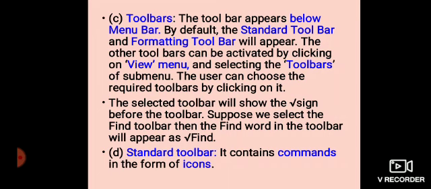The selected toolbar will show the tick sign before the toolbar. Suppose we select find toolbar. Suppose if you wanted to find and replace toolbars options you need, then if you go on to view menu and click on the find and toolbars option and find and replace toolbars, then it appears as given below.